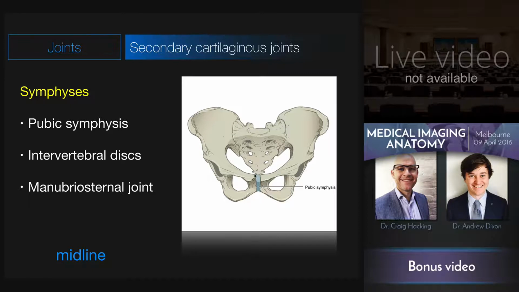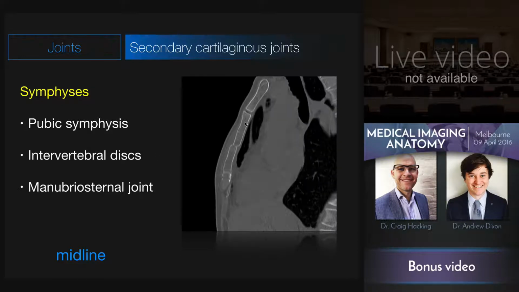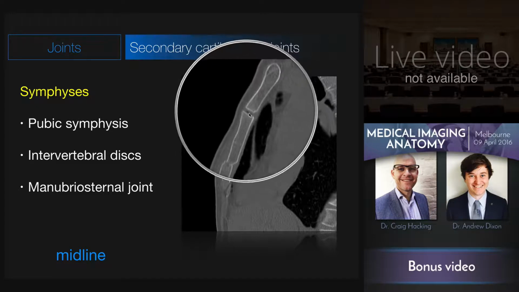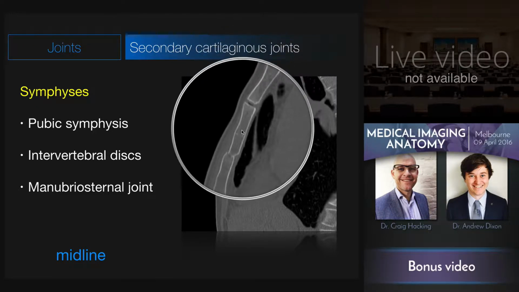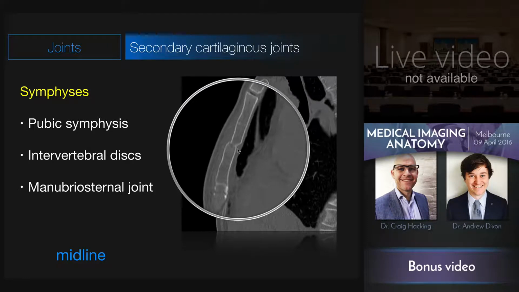All the symphyses are found in the midline of the skeleton, and the stereotypical example would be the pubic symphysis between the two pubic bones in the midline and the intervertebral discs which exist between the vertebral bodies in the vertebral column. The manubriosternal joint is another example of a secondary cartilaginous joint, a symphysis between the manubrium and the sternal body. This patient also has a fracture of their sternum.